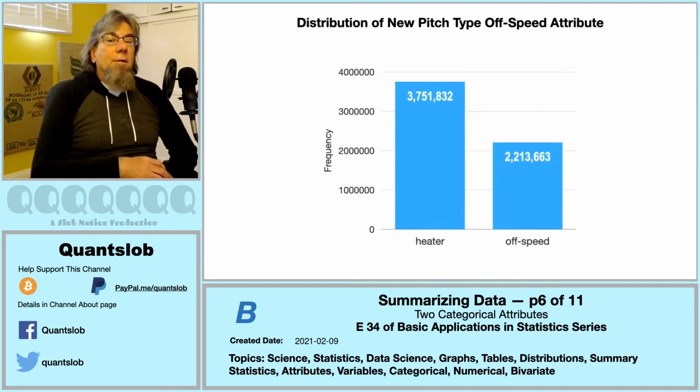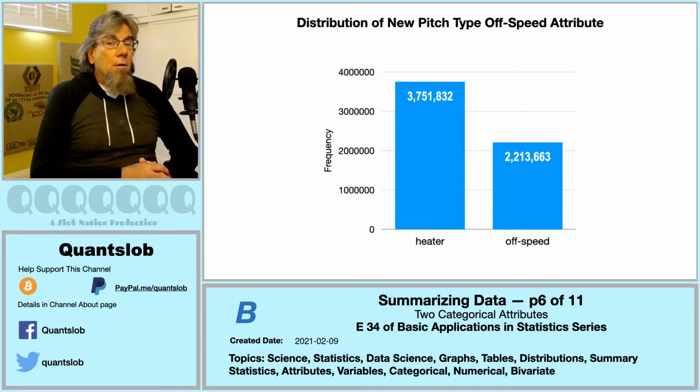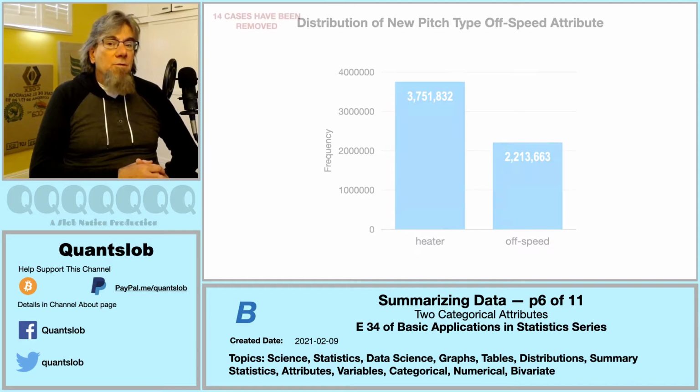Okay, so let's take a look at the distribution of our new categorical attribute, looking at a bar chart here. It looks like a fairly heavy preponderance of pitches in our data are heaters. About 3.8 million heaters compared to about 2.2 million off-speed pitches.